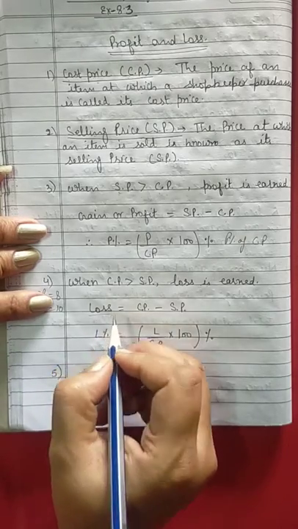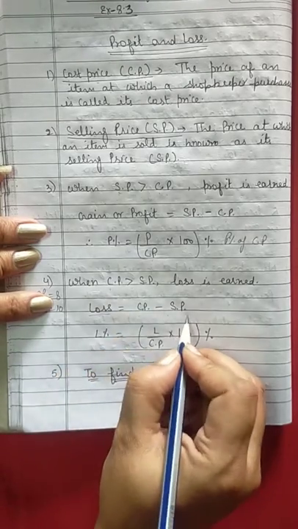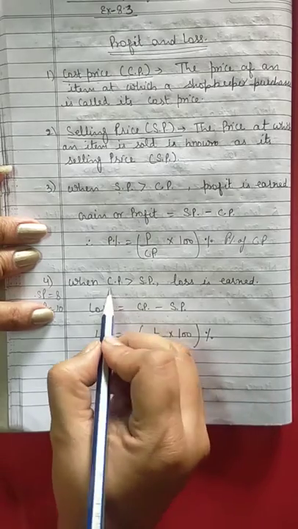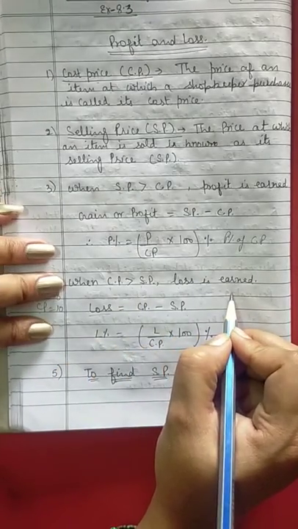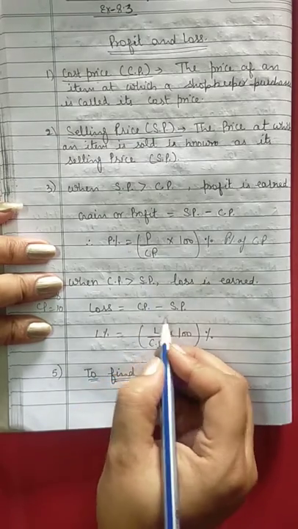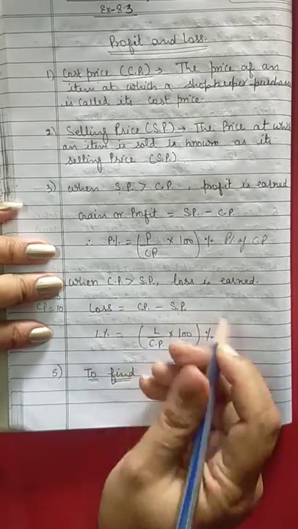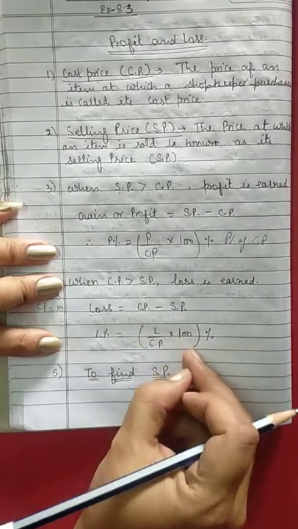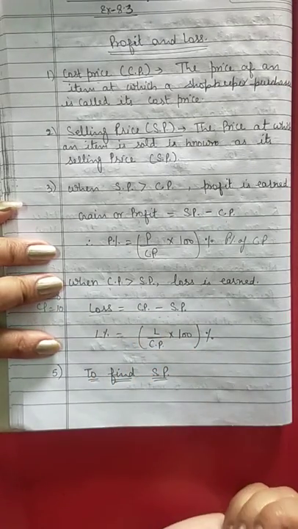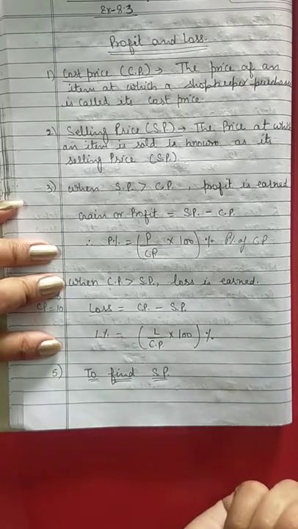So what is loss here? Cost price minus selling price. When the cost price is more than the selling price, you incur a loss. The formula to find the loss is CP minus SP. And to find the loss percent, the formula is L upon CP into 100%.